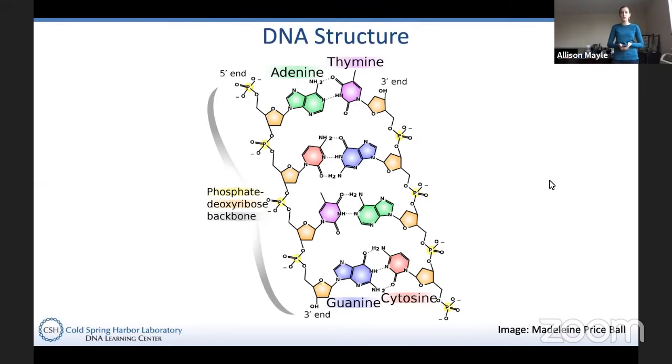If you change the order of the bases, they will give you a different trait or change the way that trait looks. All right, and then I just want to talk a little bit more about the outside of the DNA in this picture. So in this picture, it's labeled a phosphate deoxyribose backbone.